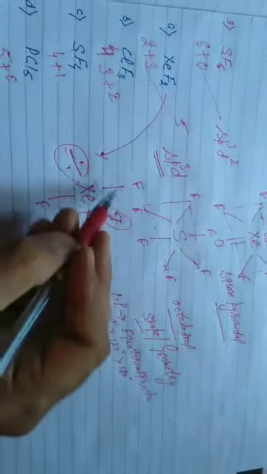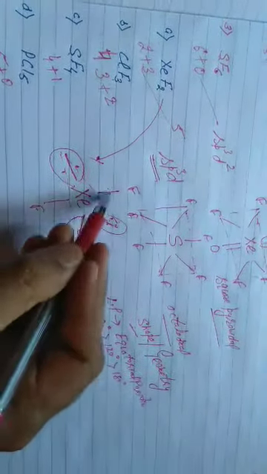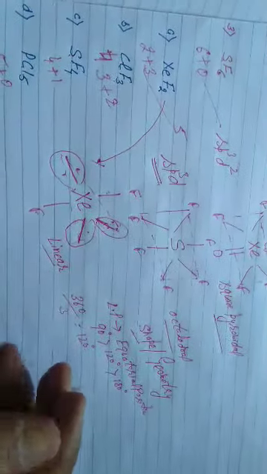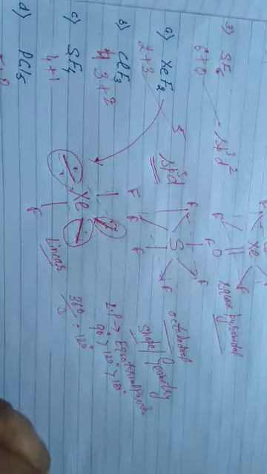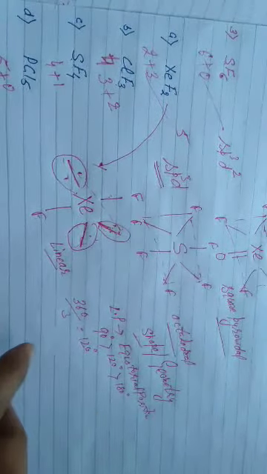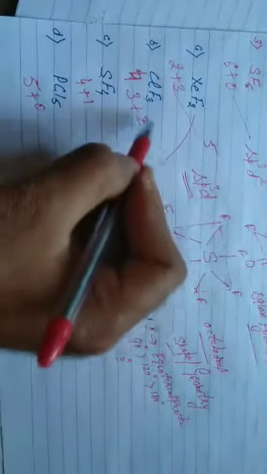What is the difference between shape and geometry? In shape only bond pairs are included, just like beryllium chloride. And in geometry both bond pairs and lone pairs are included. Regular molecules have same shape and geometry. Next students, come to ClF3.